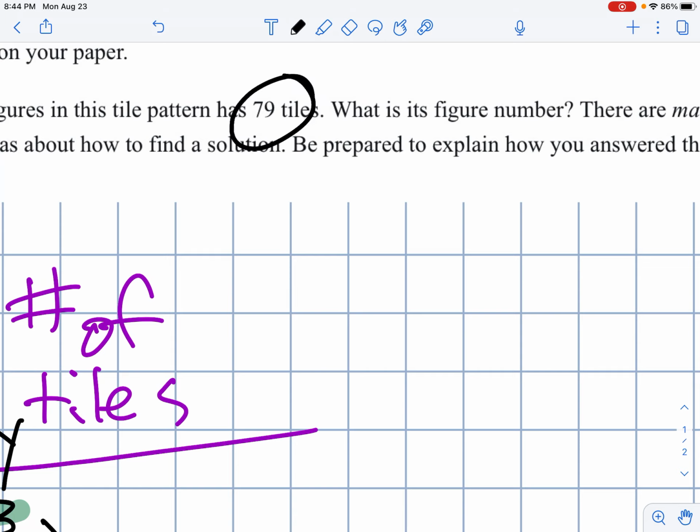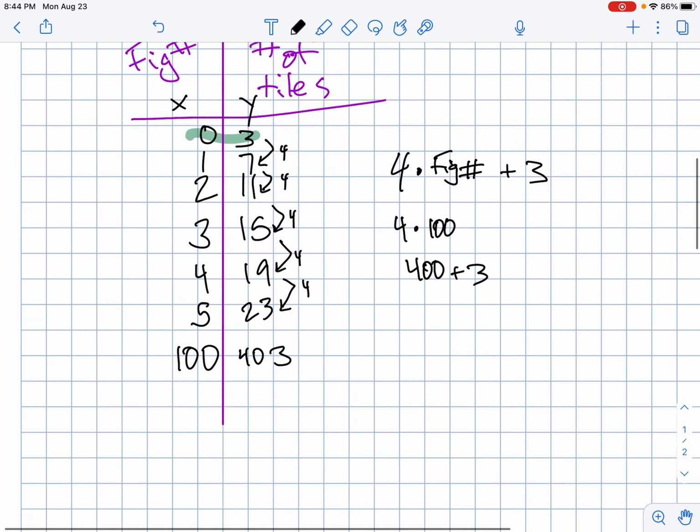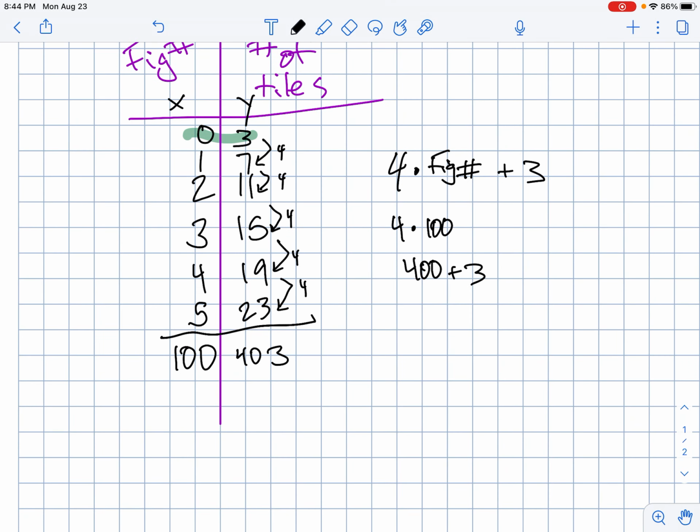Well, one way to do it is we could just keep going from figure 5, just keep adding on 4 over and over and over again until we get to 79 tiles. But that's going to take us a while. So there's a faster way to do it.